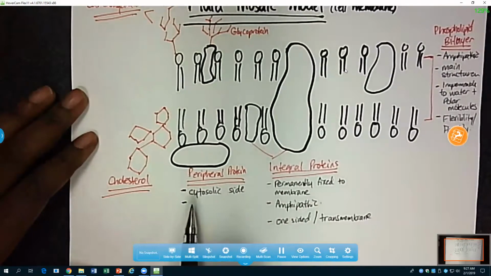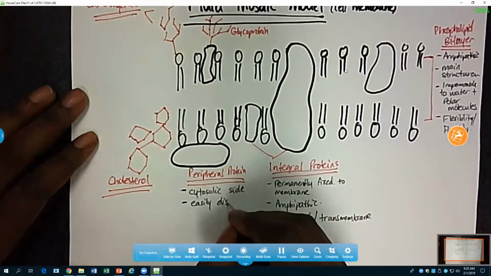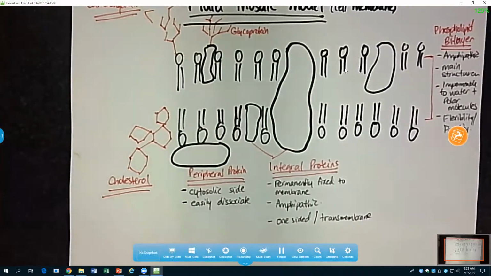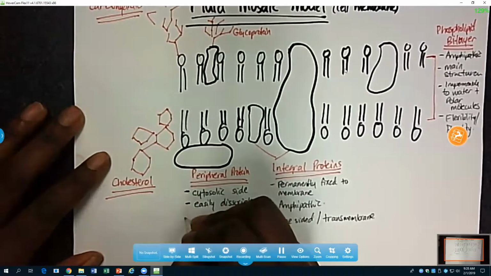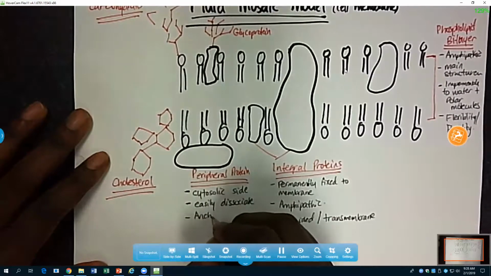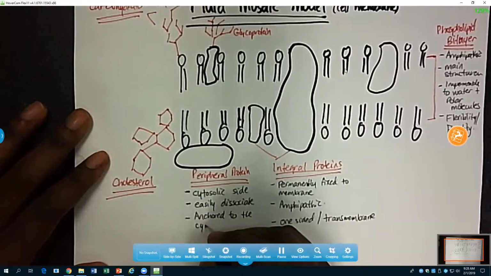But the important part is these can easily dissociate off. So they can be present for a certain function, they can degrade away, they can be recycled, and then they can be repaired or returned to the membrane. Okay, so they are not permanent. Also important to note is that they are anchored or tethered to the cytoskeletal elements of the cell.